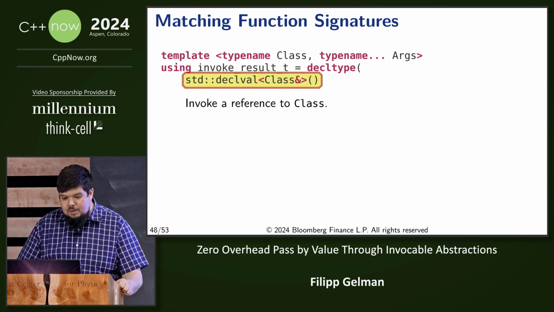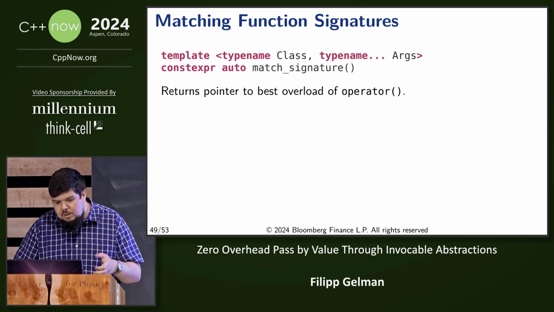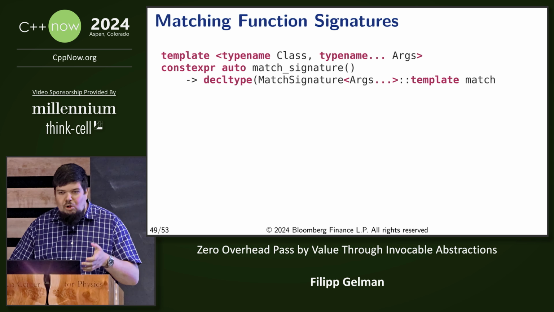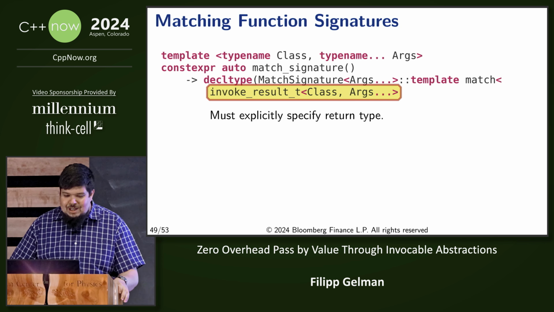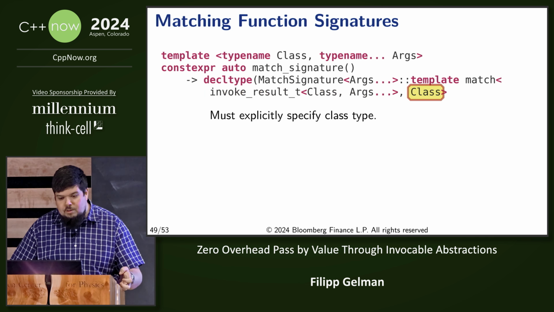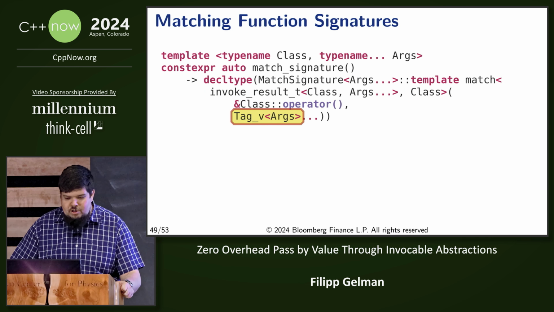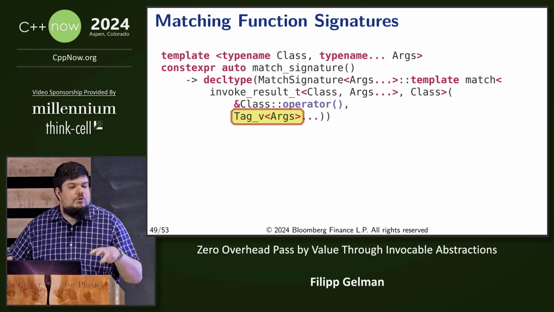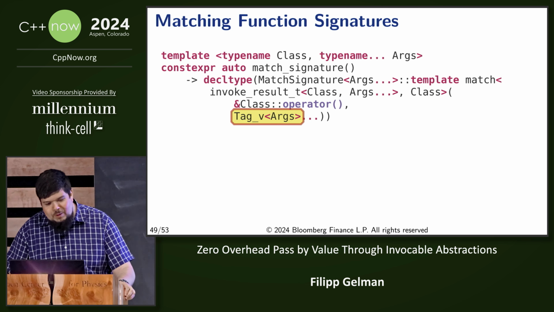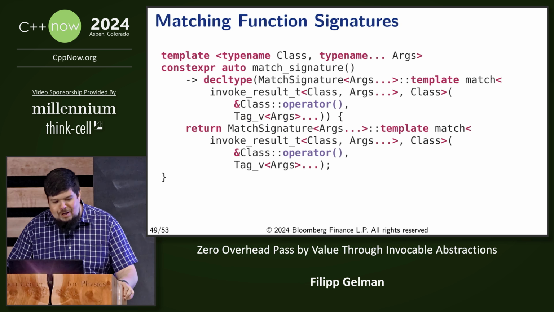So finally, let's put it all in a nice interface. Match signature is going to, given a class and a set of arguments, return what would have been returned by match signature of a class, calling the match member function on that, telling it to expect the return type to be this, the class to be that. Here's the address of an overloaded function, and here's a bunch of tags. Whatever type is returned from that is what match signature returns. And this has all been just a decltype, so I have to write it all again. And now we have a nice, friendly way to say, hey, what's a pointer to the best overload?